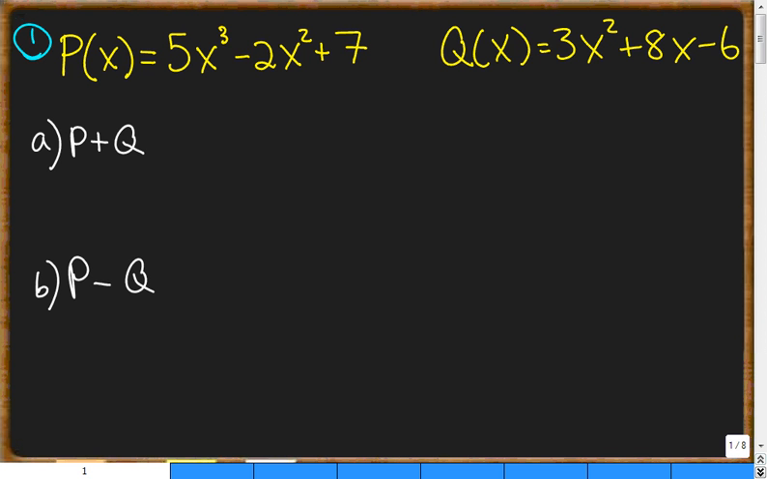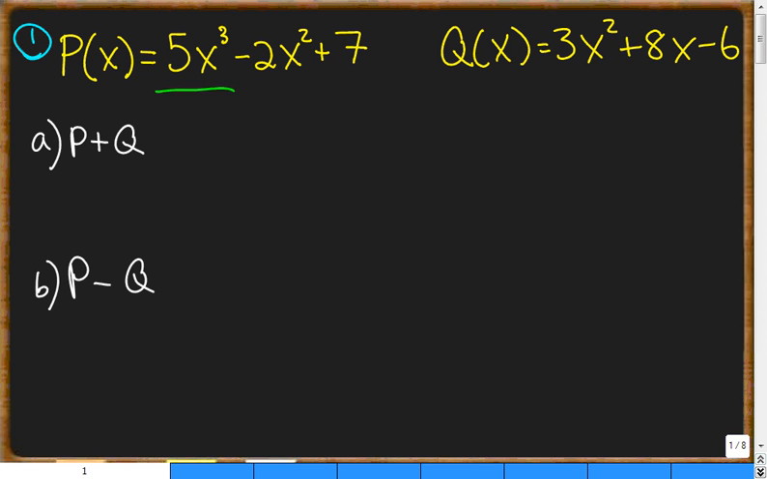Okay, so let's do some example problems with multiplying and working with polynomials. First example, we're given p of x and q of x, and it's going to ask us to add them together. So in order to add parts together, they have to be like terms. So let's look at p of x.